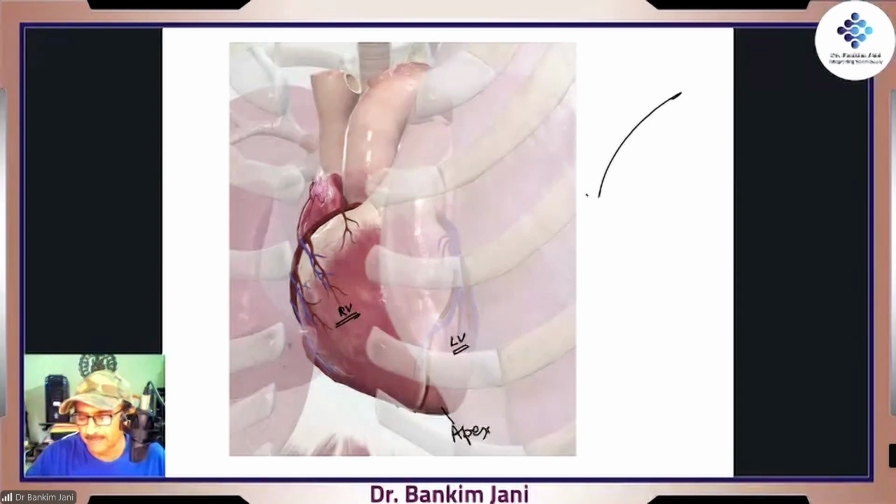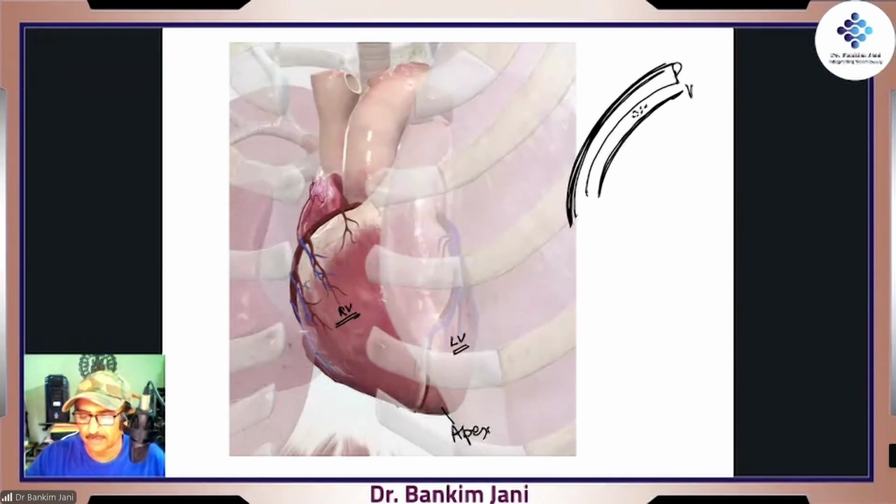This is the heart. Very close to the heart, almost merged with the heart, is the visceral pericardium. Then comes the parietal pericardium, and inside it there is fluid, and then the whole thing is covered with the fibrous pericardium. These two we jointly call the serous pericardium.